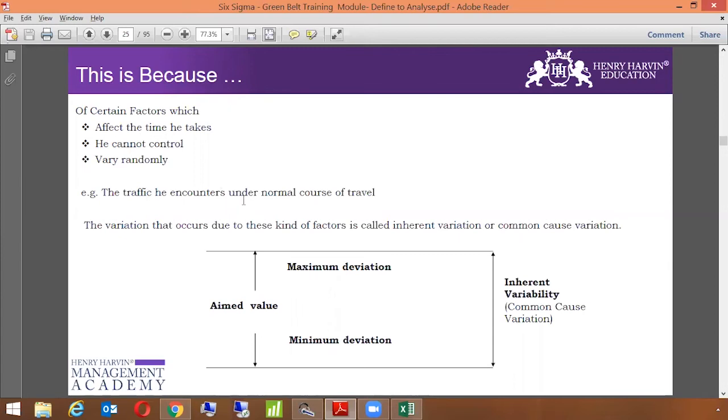Because of the traffic he encounters under the normal course of travel, the variation that occurs due to these kinds of factors is also called inherent variation or common cause variation. Reaching office 5 minutes here and there is a common cause variation because there are certain factors which cannot be controlled, which would come for sure. That's why it is called common cause variation, because it's an inherent variability. Okay, so the aimed value should be between the maximum deviation and the minimum deviation, which is quite accepted.